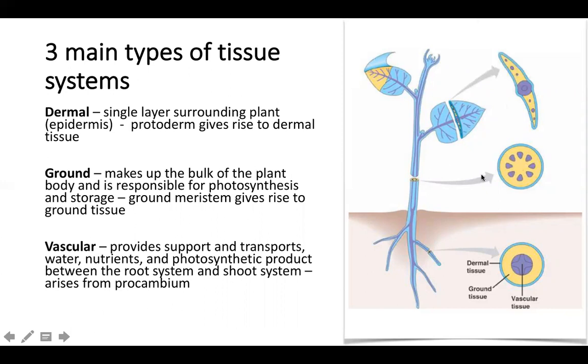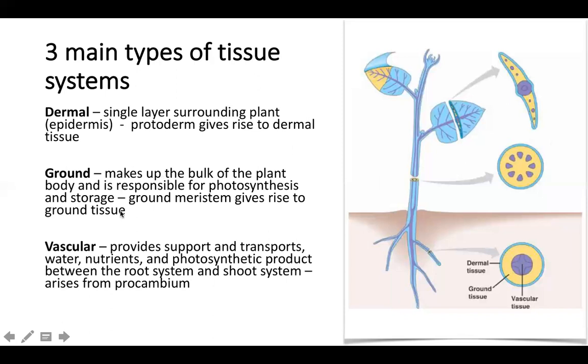These three systems are present in every part of the plant. In lab today, you'll just be looking at the stems, which we see here, and the roots. We're not going to be looking at the leaves. But there are three types of main tissue systems. So we have dermal, which is the single layer surrounding the plant, the blue layer here. The main function of this tissue system is to provide protection.